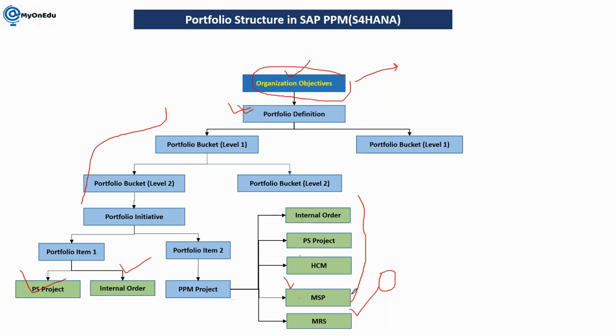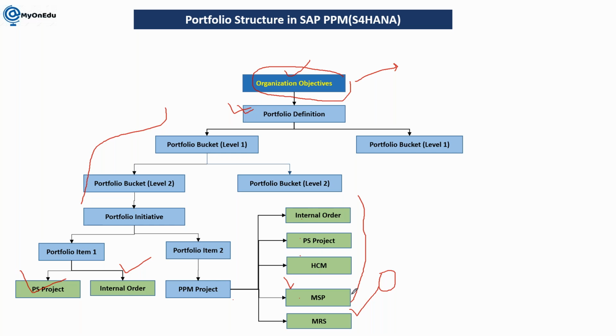MRS is not there. Okay, in that system, no problem. So you'll only cover the links that are required. Internal order, PS project, SCM. Here we will understand, from when we are creating HR master data, how it is going to transfer as a BP, and then how it is coming here in the PPM.